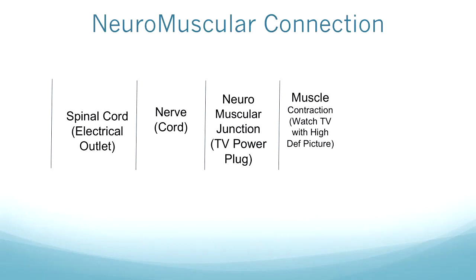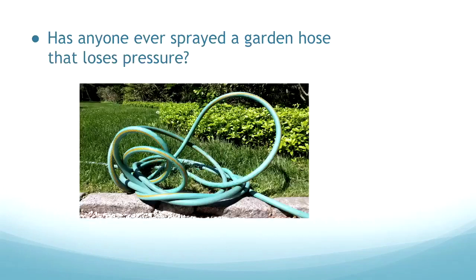So again, to break that down, we had that electrical outlet where our spinal cord was, that carries all the signals from the brain down the spinal cord out into the cord for the TV, which is the analogy of the nerve, which then goes into the back of the TV, where it is that very point where the nerve enters into the muscle. And then you have the muscle and its contraction, which is that HD TV that you're using now. So hopefully that helps to break it down a little clearer for you, so you have an understanding and can relate that to your everyday life.